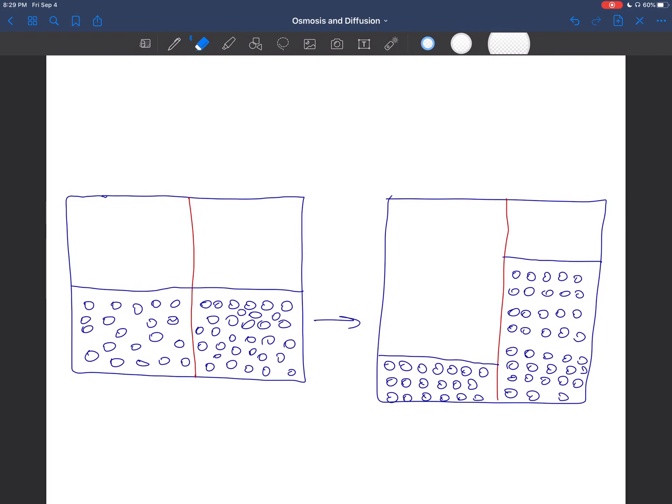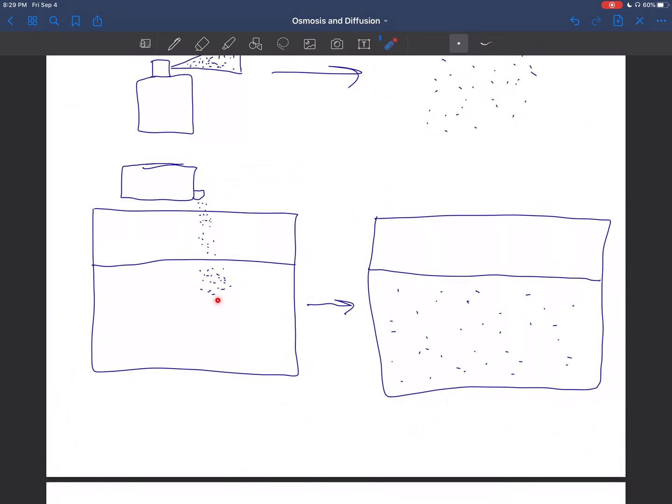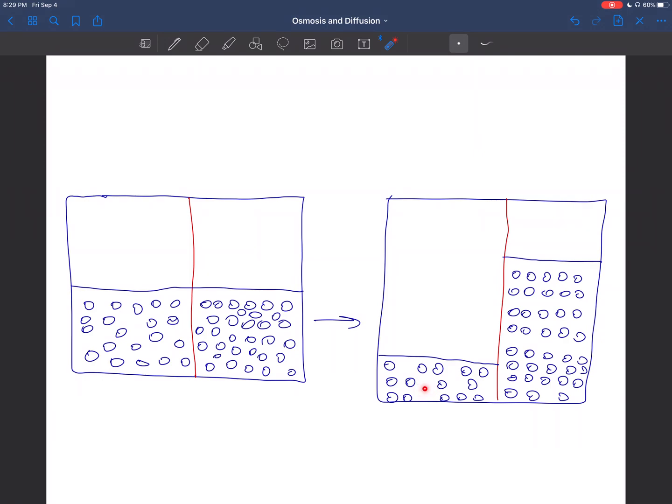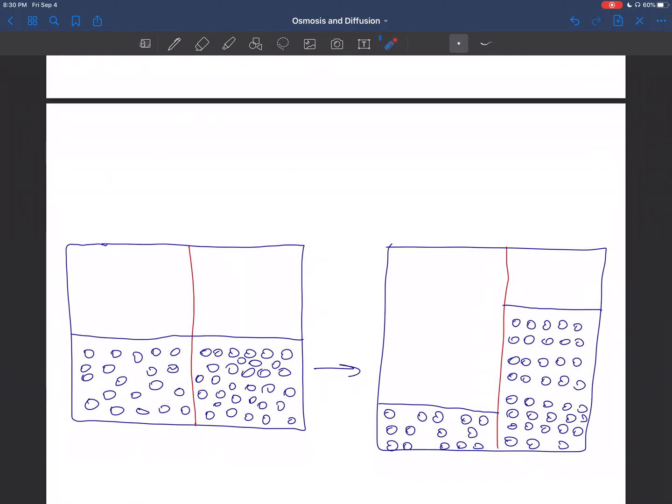So maybe it's going to be something like this, right? They're going to be a little bit more spaced apart, right? But the point is, nature is trying to make it as equal as possible between both sides, and that's the same thing here, but it's just a different situation. So now our solvent moves from a place of low concentration to high concentration, right? The solvent does that because these particles, the solute, cannot move themselves, so that is osmosis and diffusion, and that's how that works.